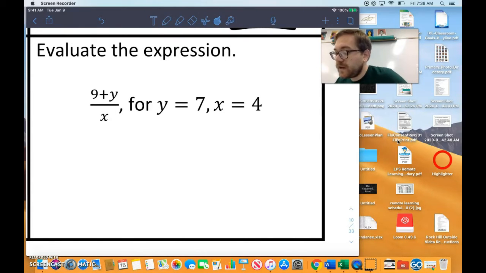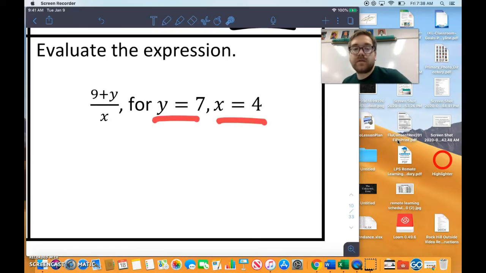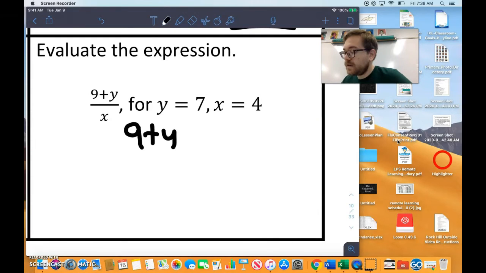Okay, so we're going to evaluate this expression, 9 plus y divided by x, when y is equal to 7 and x is equal to 4. So we've got 9 plus y divided by x. And you don't necessarily have to rewrite it every time. I'm just doing that because it helps you to look at it again and see it in a different way when we write it.